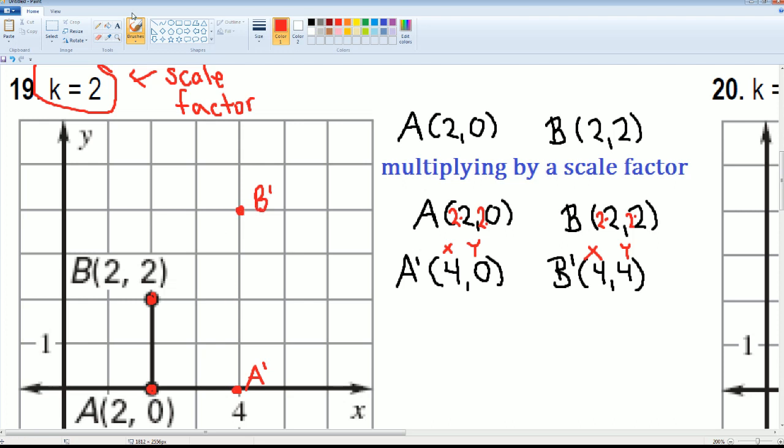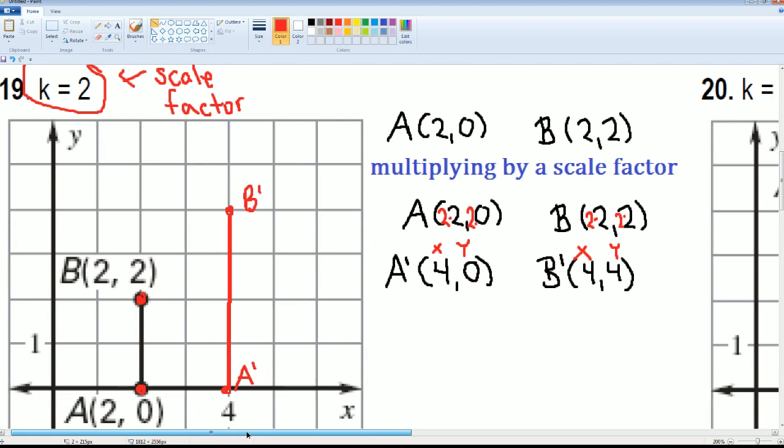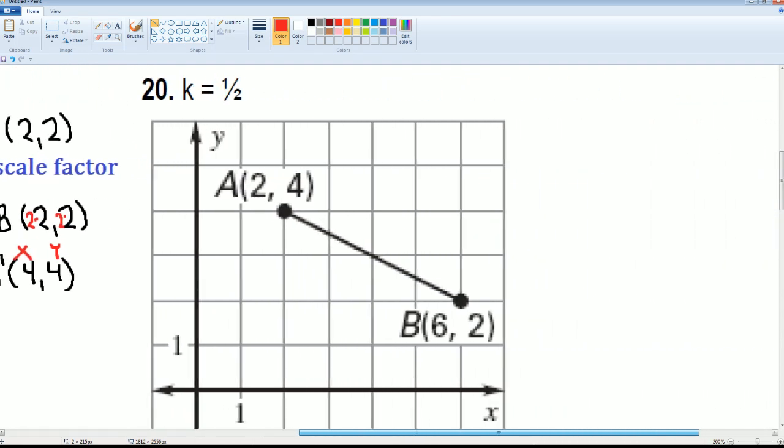These two link up, so we're going to connect them with a line. So this is the line after I performed a dilation to this line. The red line is how the object looks afterwards. This makes sense because again I multiplied by the scale factor. The scale factor is 2, so there is an enlargement. Good? Alright, let's do 20.